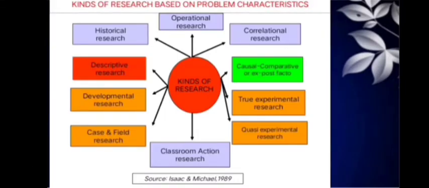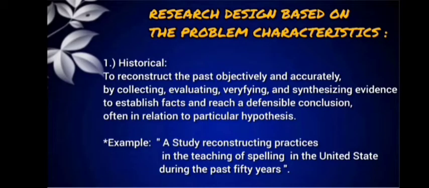There are several kinds of research based on problem characteristic. Okay, next. Research design based on the problem characteristic. So we have, for the first one, historical, to reconstruct the past objectively and accurately by collecting, evaluating, verifying, and synthesizing evidence to establish facts and reach a definitive conclusion, often in relation to particular hypotheses. For example, a study reconstructing practices in the teaching of spelling in the United States during the past 50 years.